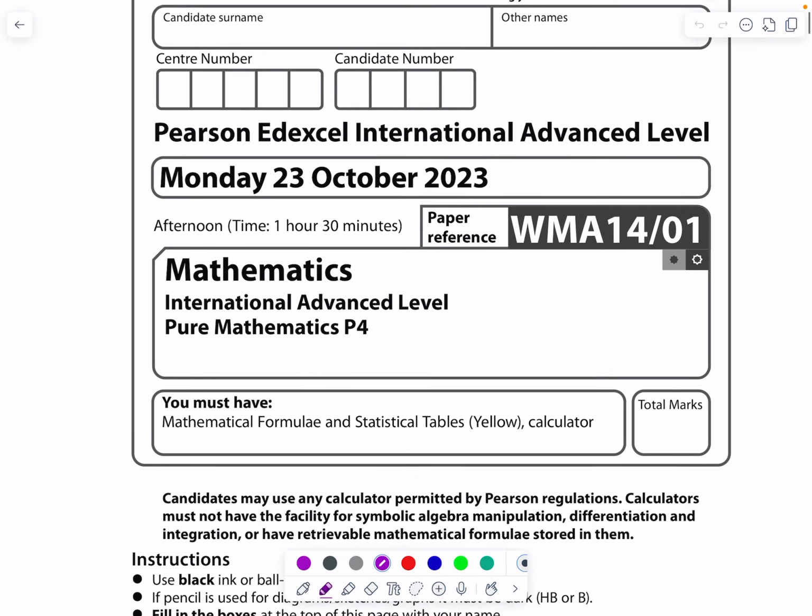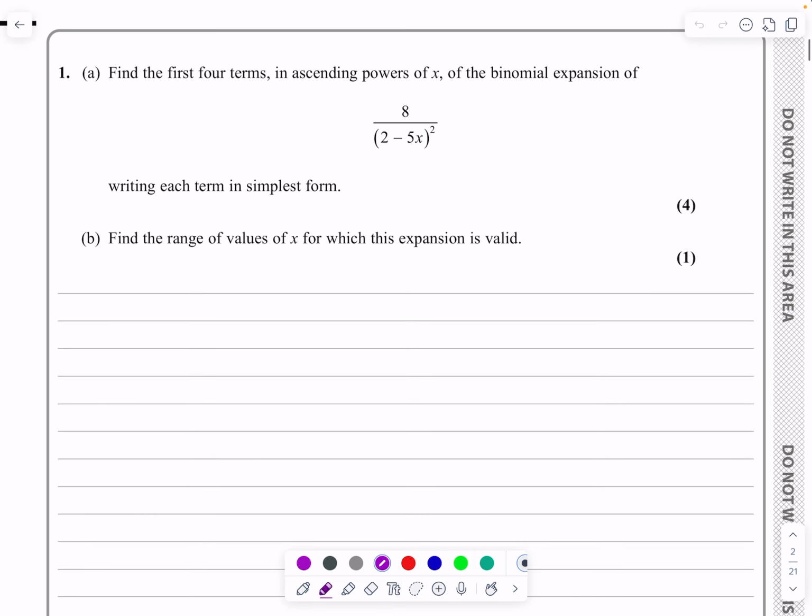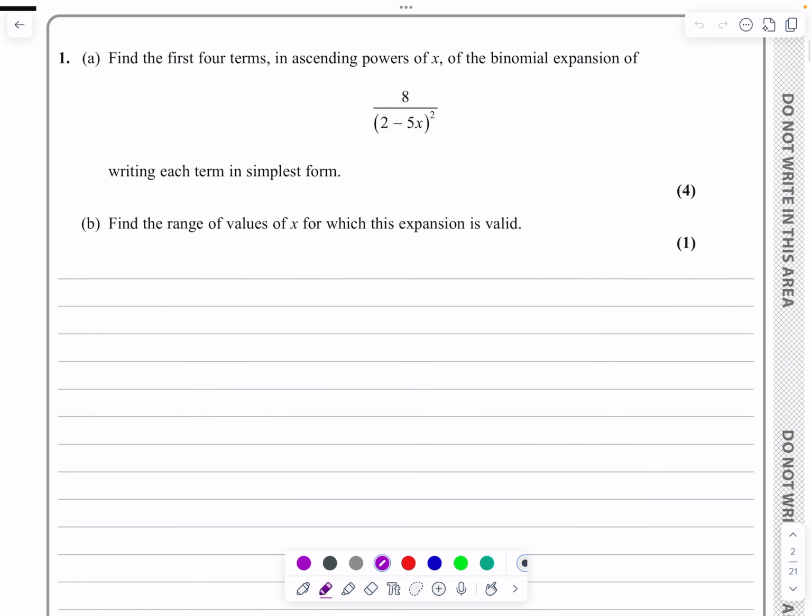Okay, this is the P4 paper from October 2023. This is question number 1, and as we can see by looking at this, this is a binomial expansion question. Part A says, can we find the first 4 terms of this expansion? Yeah, absolutely we can. Let's jump straight in and make a start.